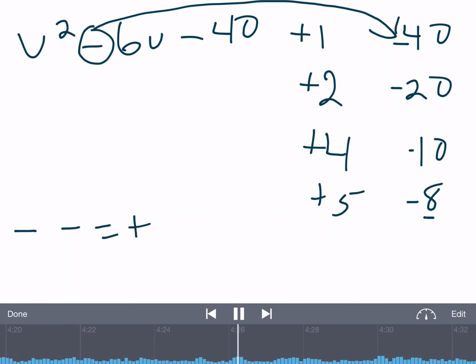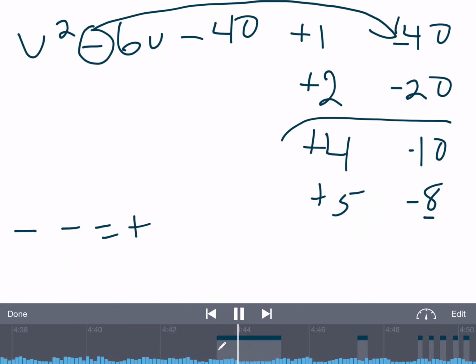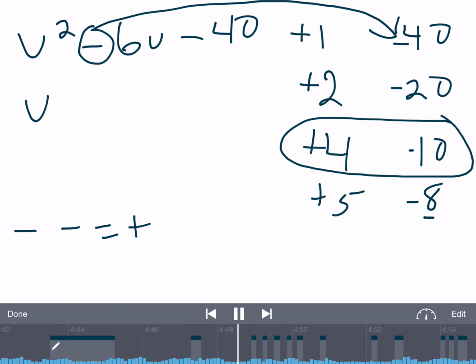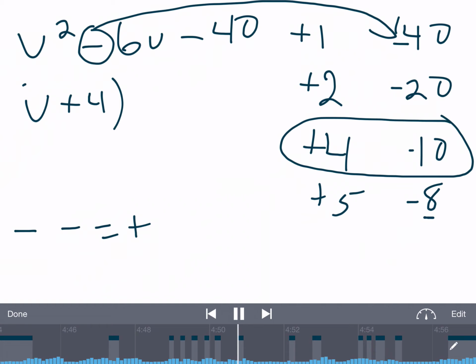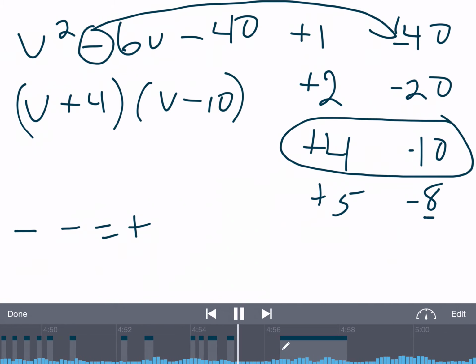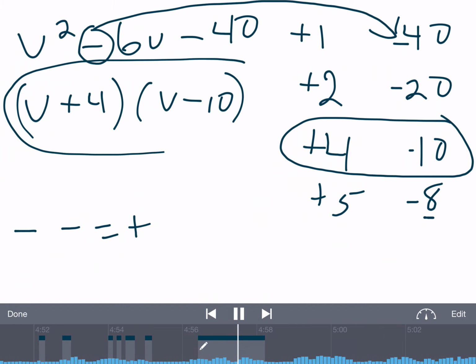Well, 1 minus 40 is 39. 2 minus 20, that's 18. 4 minus 10, that's 6, and the 10 is bigger, so it's negative 6. So if you put in the calculator plus 4 minus 10, you should get negative 6. This is my winner, chicken dinner. And then I'll go ahead and put this in: v plus 4, parentheses, v minus 10. And there's my final answer.